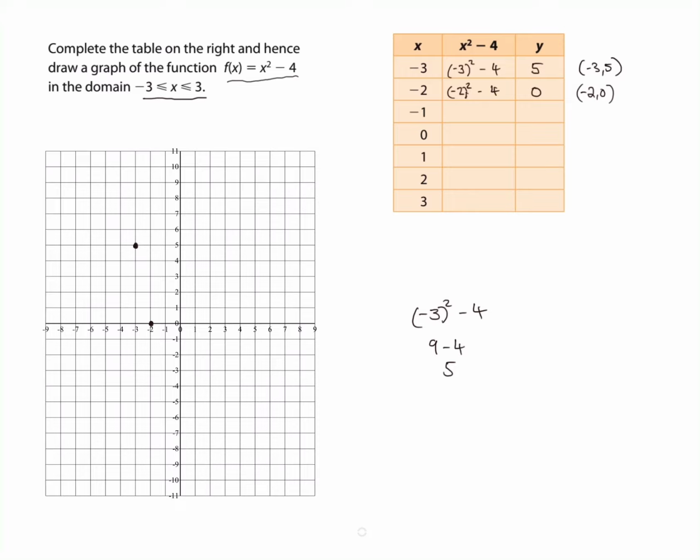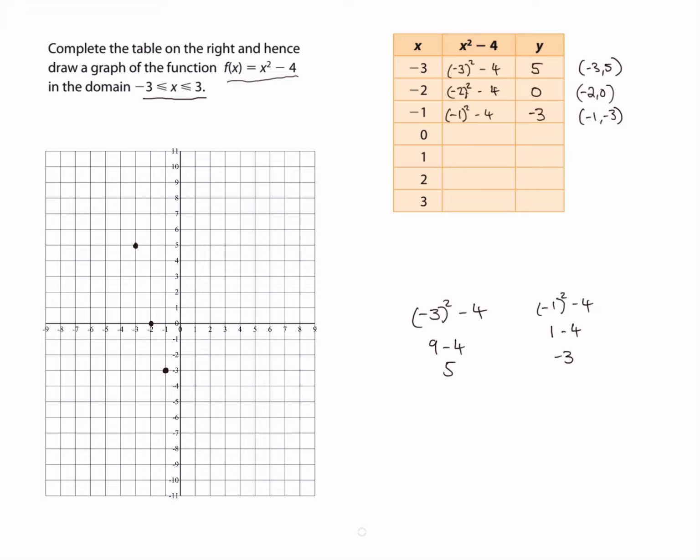And then minus 1 squared minus 4. Minus 1 multiplied by minus 1 is a minus by a minus, so it's a plus, and it's 1 by 1, which is 1. Minus 4, that's minus 3. So we have minus 1, minus 3. So go out to minus 1 and down to minus 3. That's our next dot.